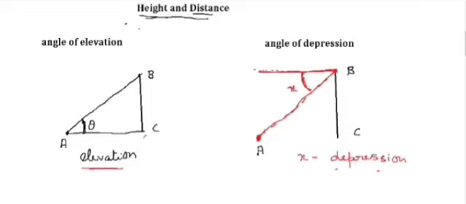Now, the first thing to keep in mind is that we should make the diagram very correctly. If the diagram is wrong, our whole question is going to be wrong. So whenever a question is given in height and distance, the first thing is that you need to make the diagram very correctly. Now let's move on to the questions.